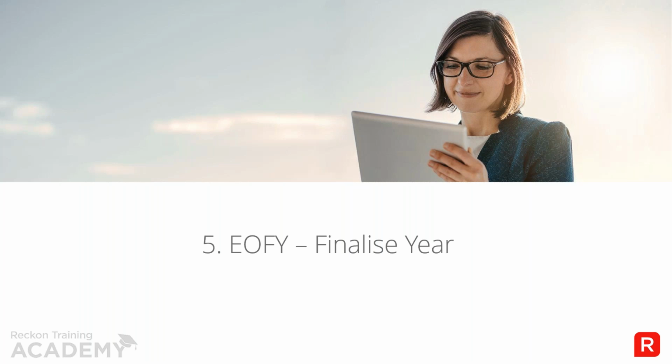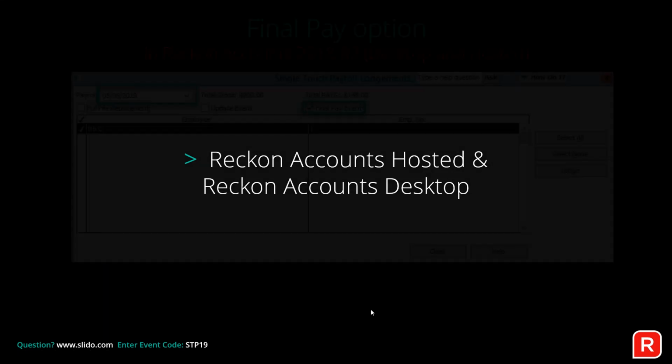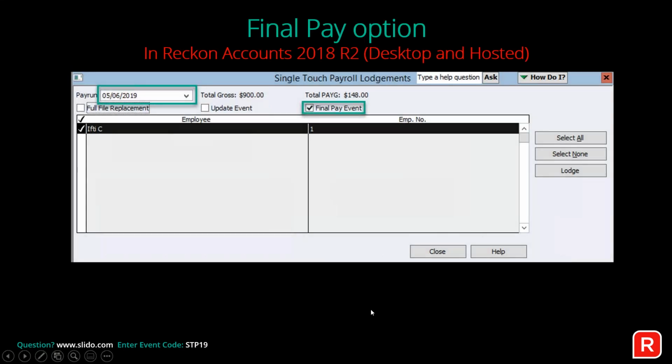At the end of the financial year, you are required to finalise your reporting, and we have introduced a new step into the process so you can easily send that check through to the ATO. What you'll now see in Reckon Accounts with the tax table update for 2019 is... Excuse me, we'll just skip forward and we'll come back to this in a moment.